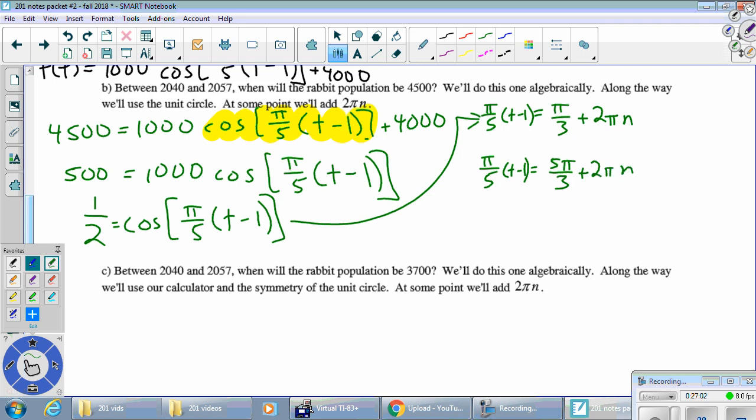So we found our 2 fundamental answers, pi over 3 and 5 pi over 3. And for almost every single sine or cosine equation, you're going to get 2 fundamental answers. But then you add the 2 pi n to both of them at that moment right there. And now we've got equations that don't have any trig in them anymore. We're just going to solve these standard looking equations for t. So I'm going to move this one down a little bit.